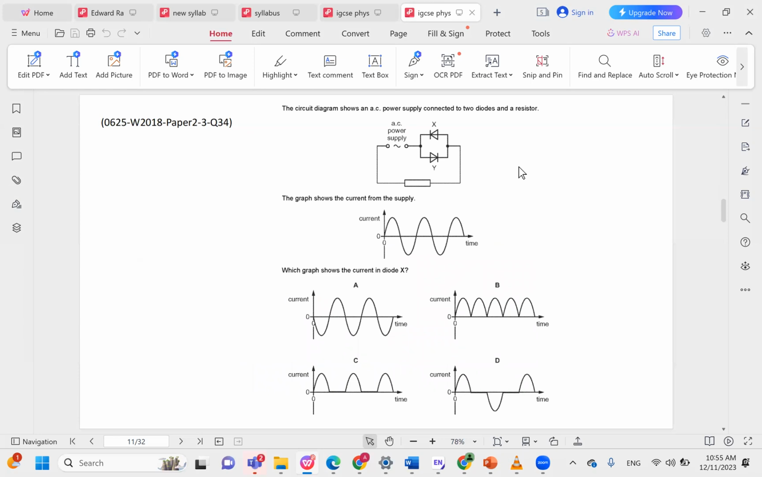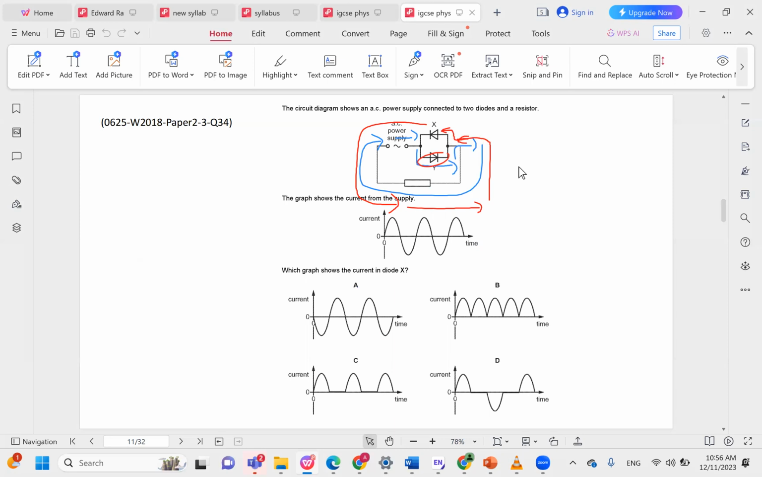The circuit diagram shows an AC power supply connected to two diodes and a resistor. The graph shows the current from the supply. Which graph shows the current in diode X? These two diodes together actually cancel the effect of one diode, because when the current is flowing in this direction, it will flow through here and continue normally throughout the circuit. And if the current is flowing in the opposite direction, it will flow normally like this, come here, and then it will not be able to pass through Y, but it will be able to pass through X. So it's as if nothing has happened.